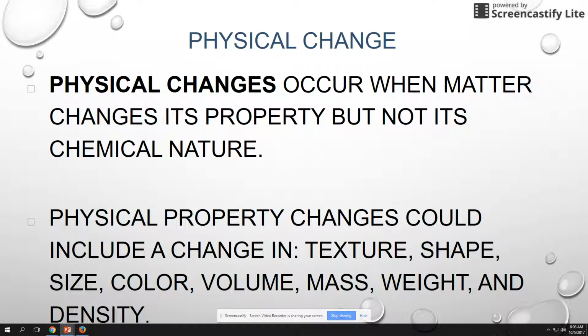Physical changes. So, we talked about physical properties the other day, right? Texture, shape, size, color, volume, mass, weight, and density. Those are all properties. But physical changes occur when matter changes its property, but not its chemical nature.